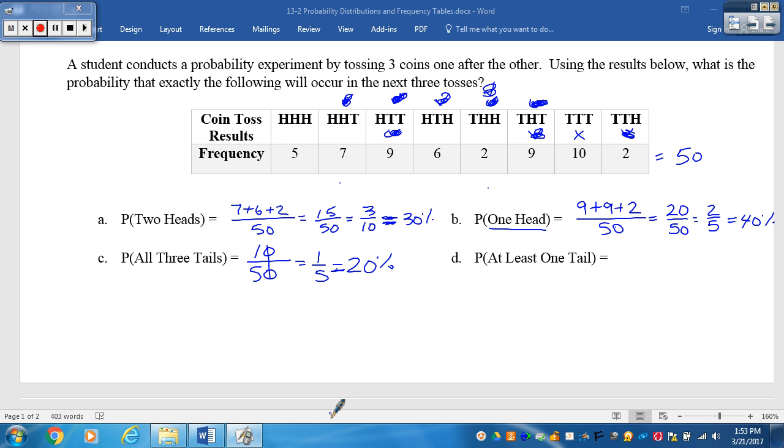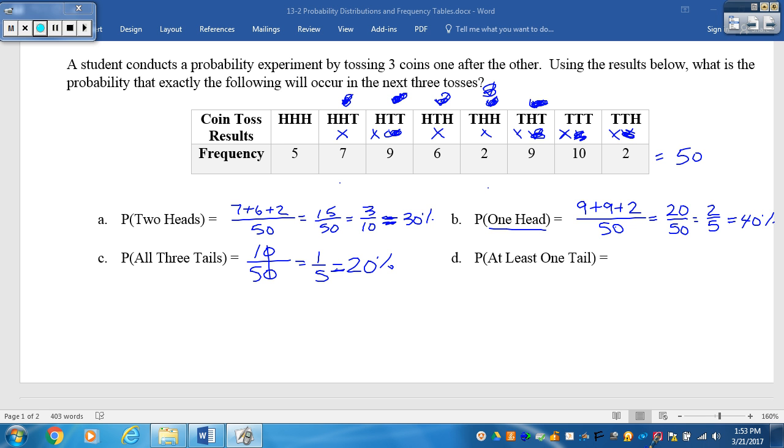Okay, now this one, make sure you're looking at all these. Is there at least one tail in that first one? No. Is there at least one tail here? Yes. Okay. Is there at least one tail here? Yes. At least one tail here? Yes. At least one tail here? Yes. At least one tail here? Yes. In fact, yes. And then yes. Okay. So there was only one scenario where there wasn't at least one tail.